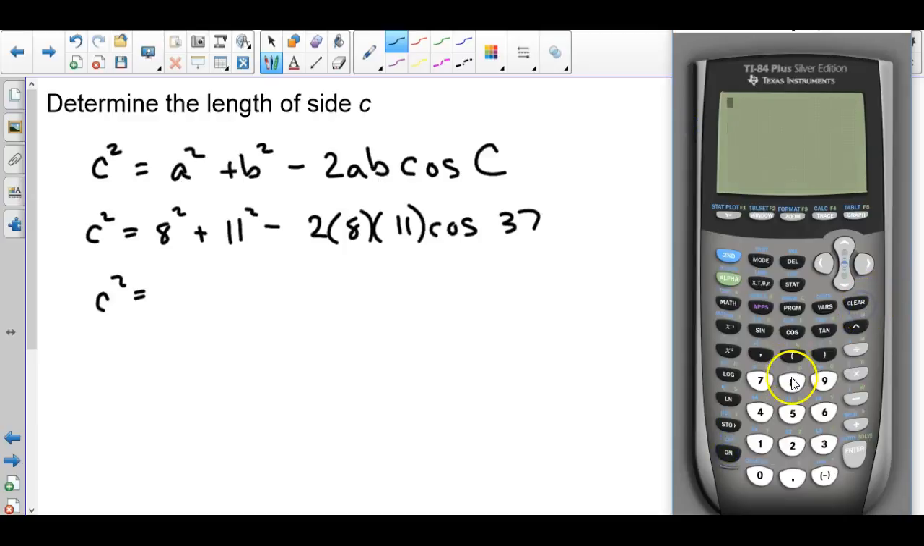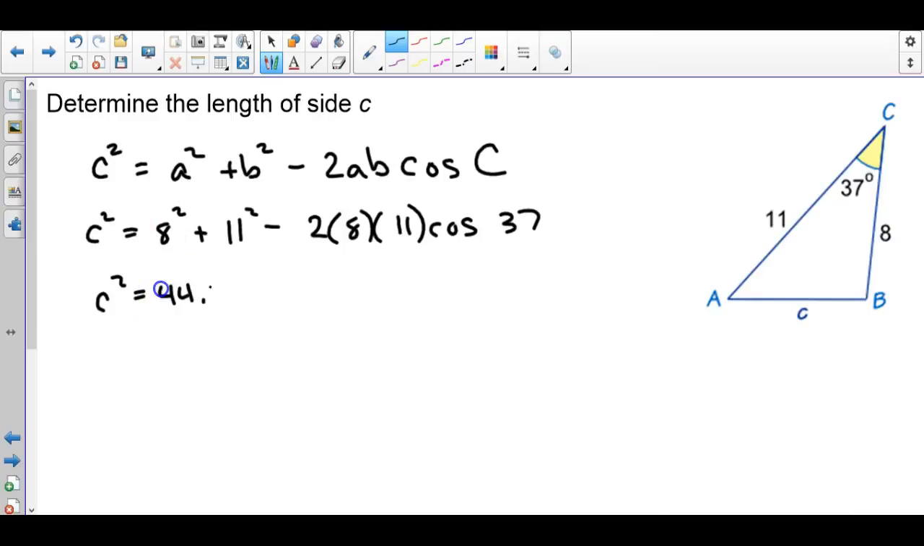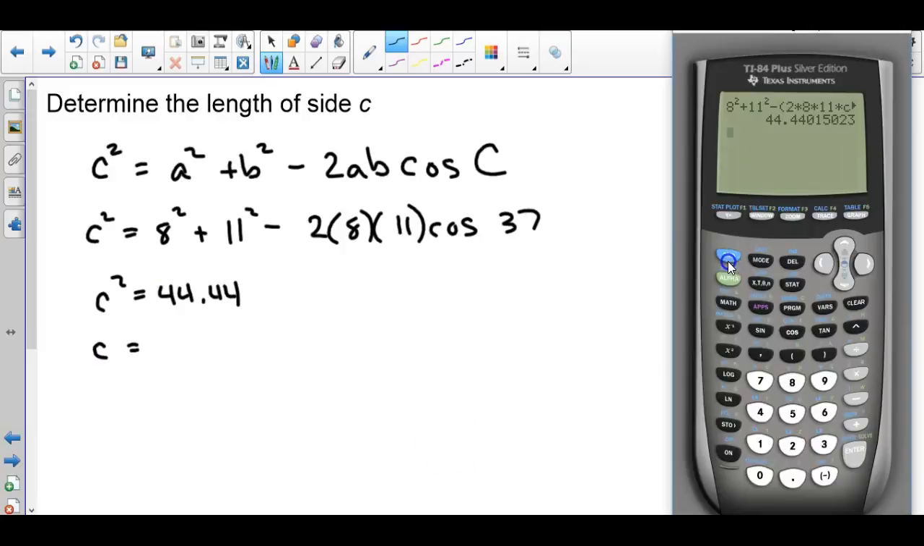So what I'm going to do is type in 8 squared plus 11 squared, and then minus, and then open a parenthesis and say I have 2 times 8 times 11 times the cosine of the angle between them, which is 37. Throw a couple parentheses on there. Now that's what c squared is equal to, which is 44.44. I just need to take the square root of that to get my answer. So I'm going to press second and then bring in my answer from before, and we're going to get 6.67.